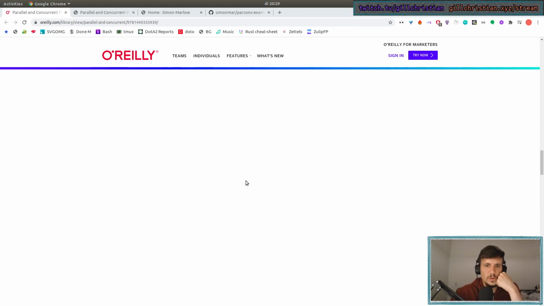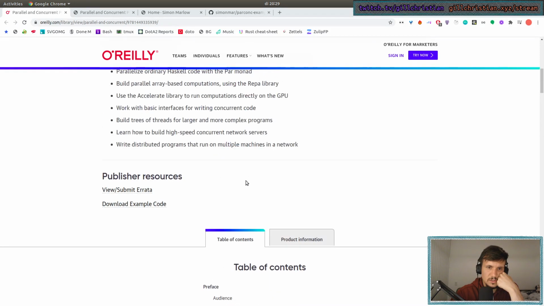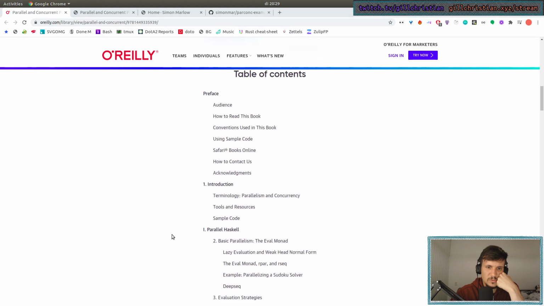Okay, so it starts with a small introduction on what parallelism and concurrency are, and then the tools that we're going to be using. Then let's see if there was anything in the book worth sharing.